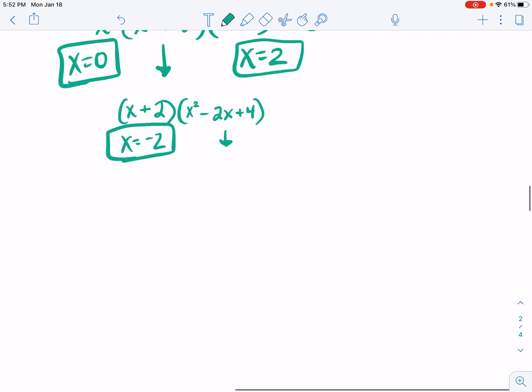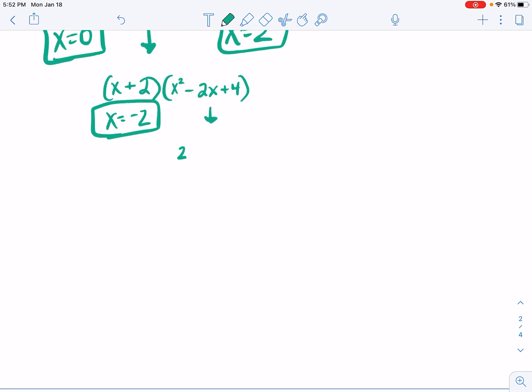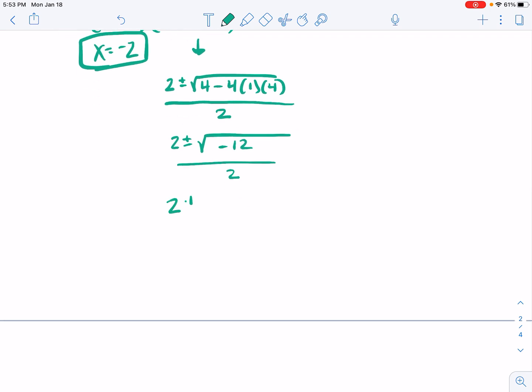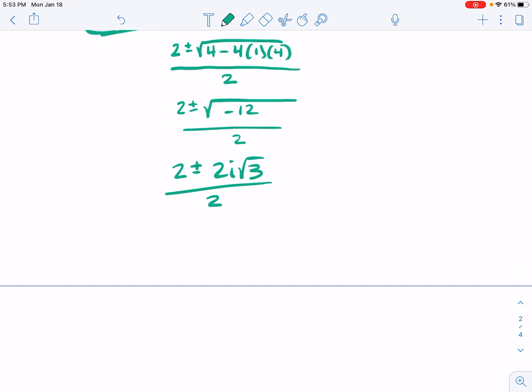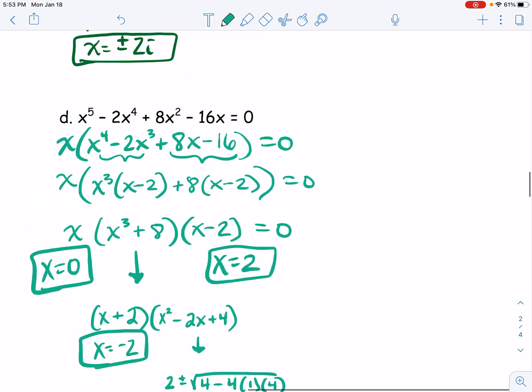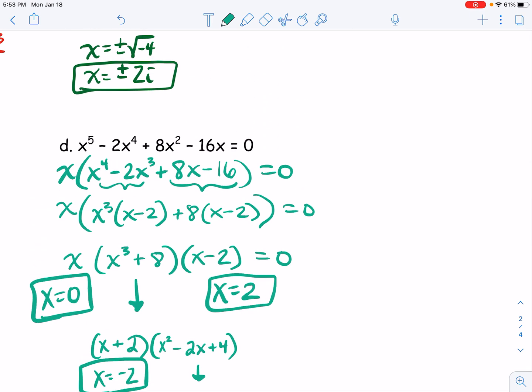So quadratic formula or P over Q, I'm going to do quadratic formula. Opposite of B plus or minus the square root of B squared minus 4 times A times C all over 2A. 2 plus or minus, it's going to be a negative 12 over 2. So then that means this is going to be 2 plus or minus 2i root 3 over 2, which is just 1 plus or minus i root 3. So there's 2 zeros, 3, 4, 5, 5. That's exactly how many I wanted.